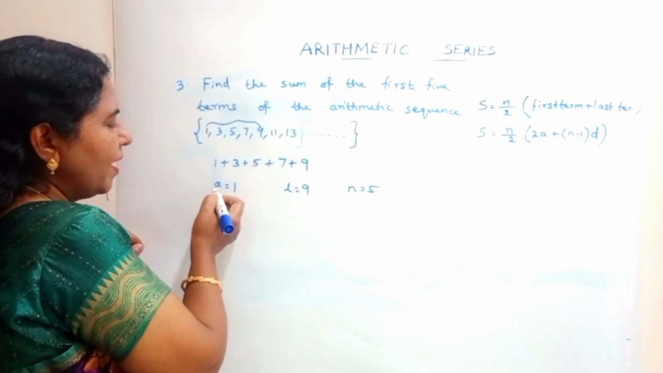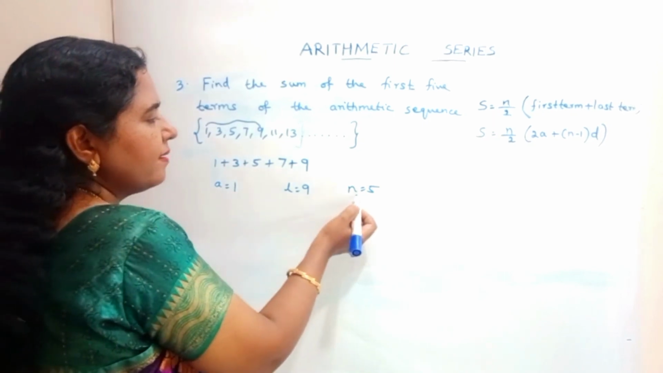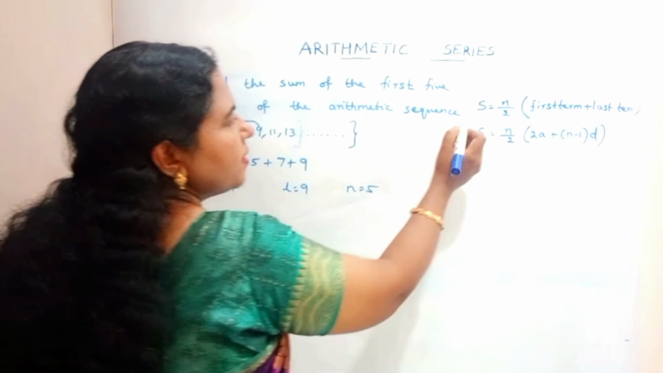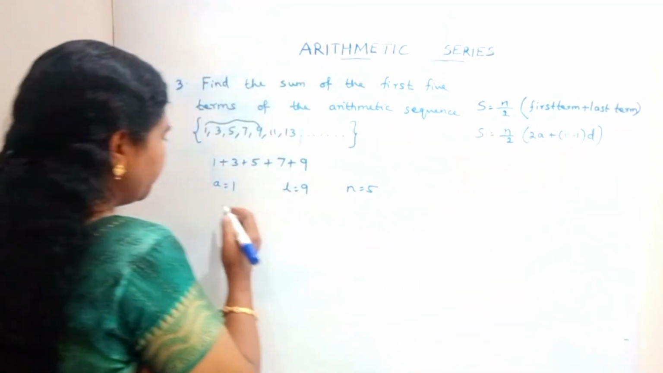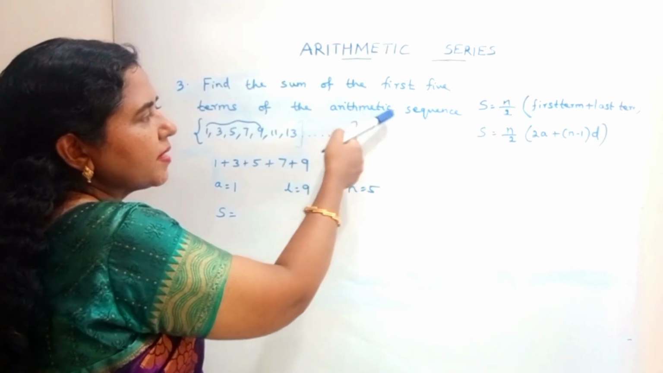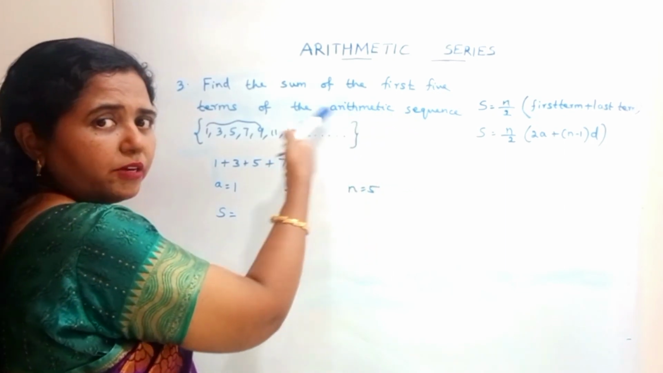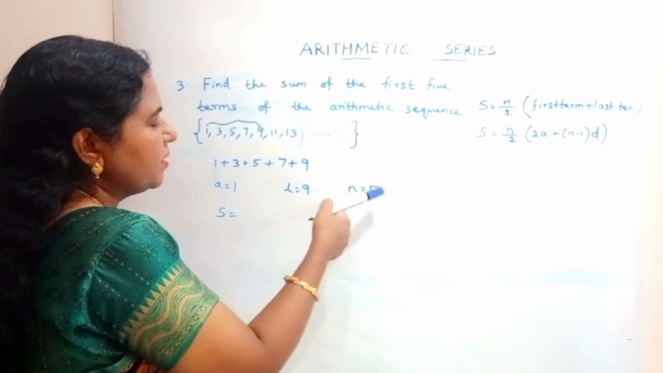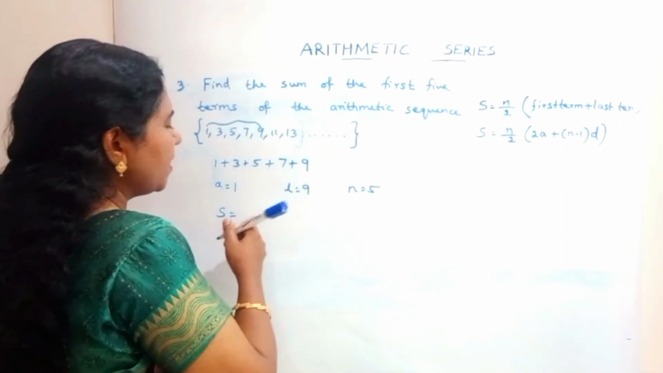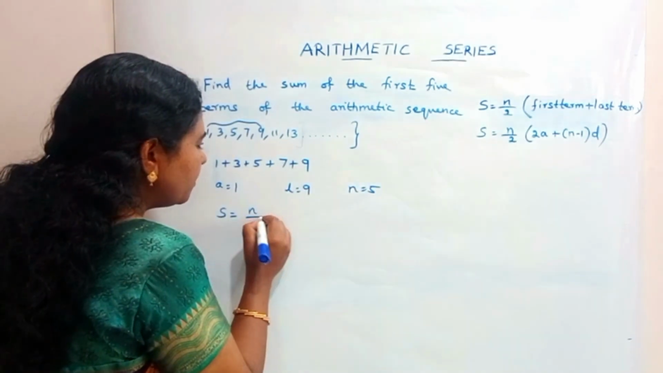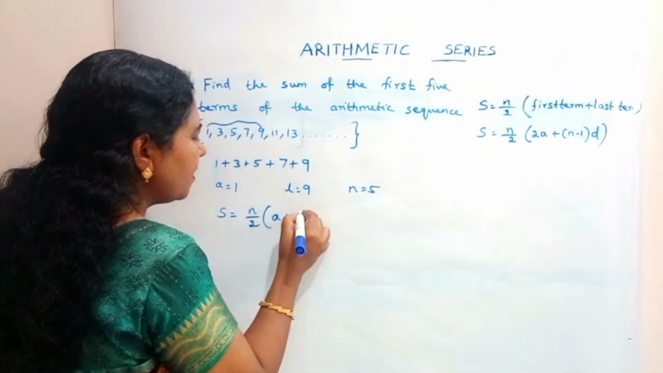So now we have the values for a, l and n. So now we can use this formula: S is equal to n by 2 into first term plus last term. Here it is already given that it is an arithmetic sequence, so there is no need to check. Okay. So all these values are given. Now we have to find the value of S. So S is equal to n by 2 into first term plus the last term.